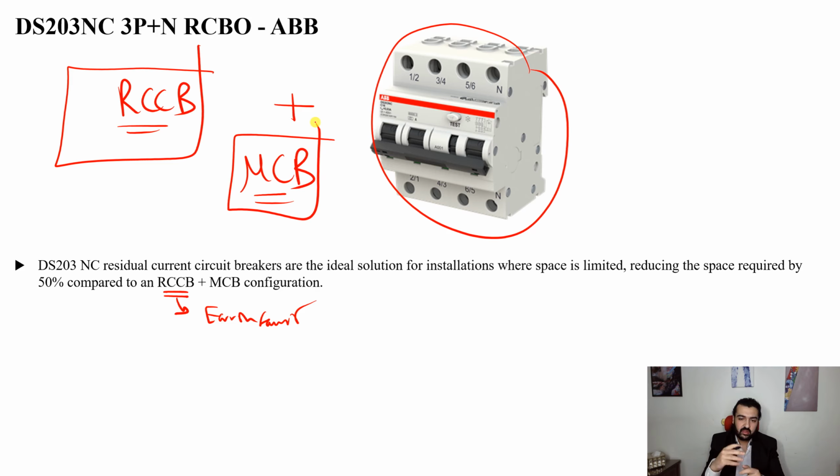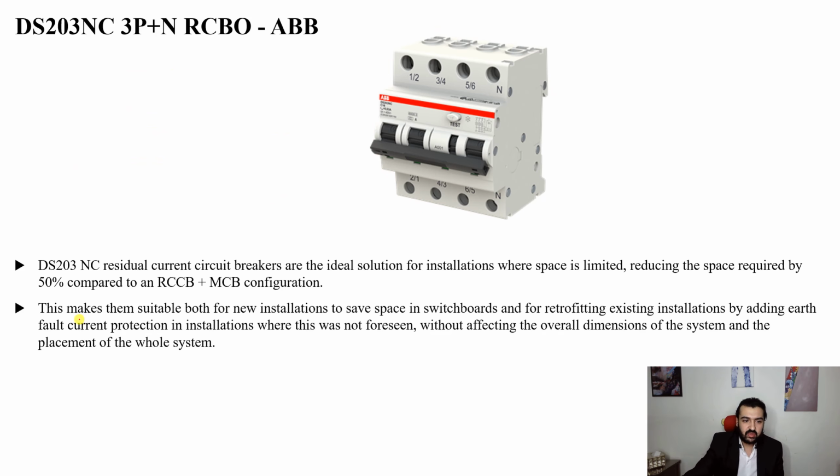I'm gonna show you another slide or another model in which we have an RCD connected to an MCB, okay, which takes larger space. Now this makes it suitable both for new installations to save space in switchboards or for retrofitting existing installations by adding earth fault protection, current protection, in installations where this was not foreseen, without affecting the overall dimensions of the system and the placement of the whole system. What does this even mean?